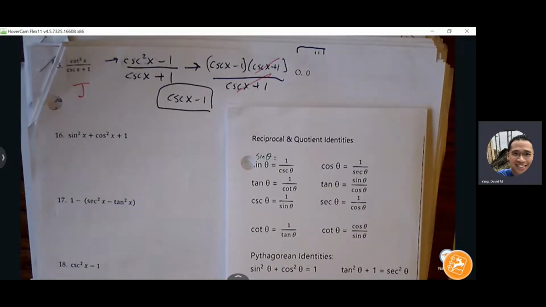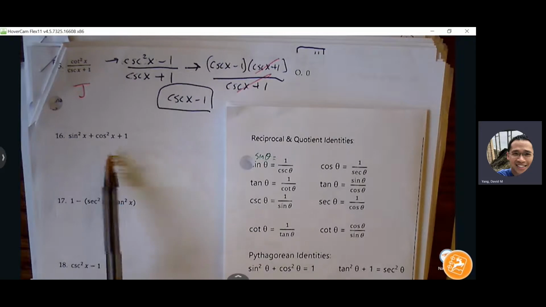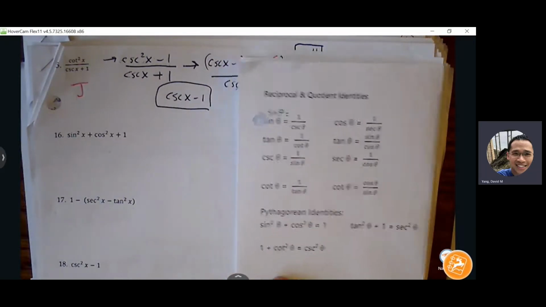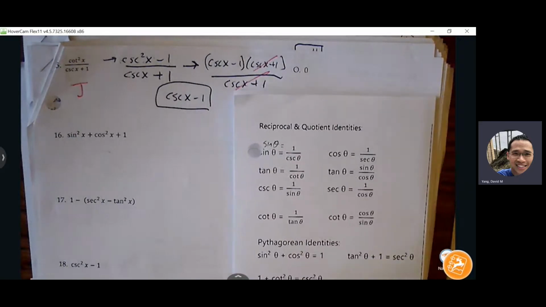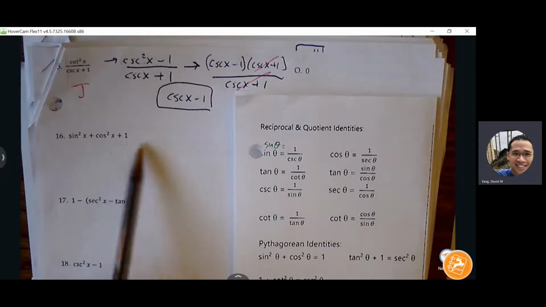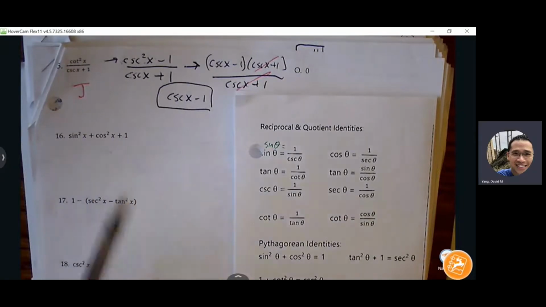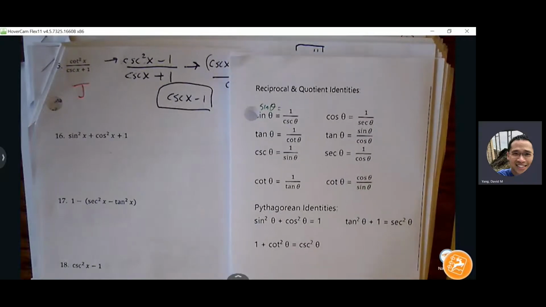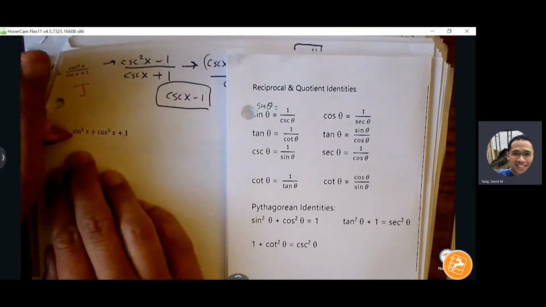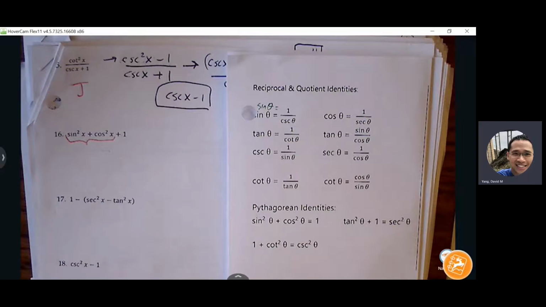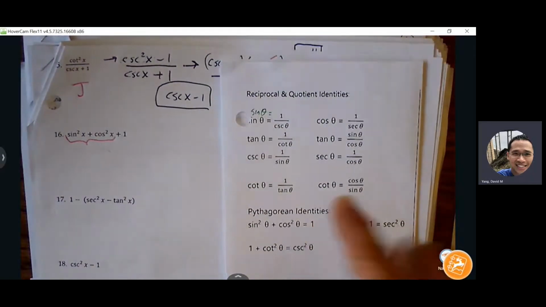All right, number 16, sine squared plus cosine squared x plus 1. Do you see maybe a substitution that we can make with number 16? Well, there's no equal sign here, so we don't want to just create an equal sign. Yeah, we know what sine squared plus cosine squared is equal to, right? So I can take that out and replace it with what? 1, yeah, and then 1 plus 1.